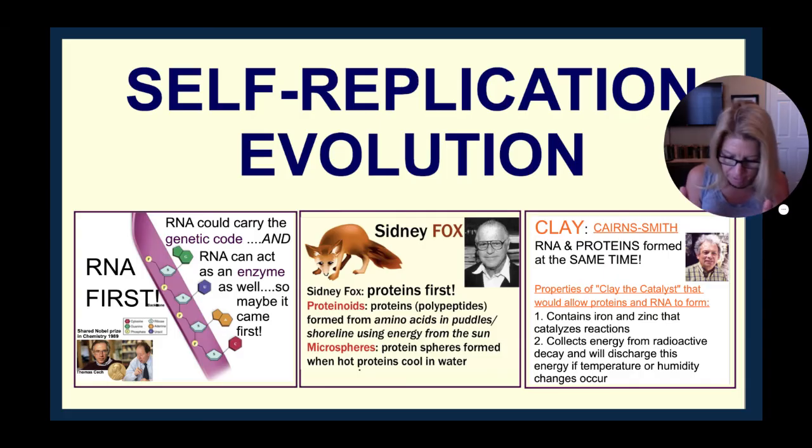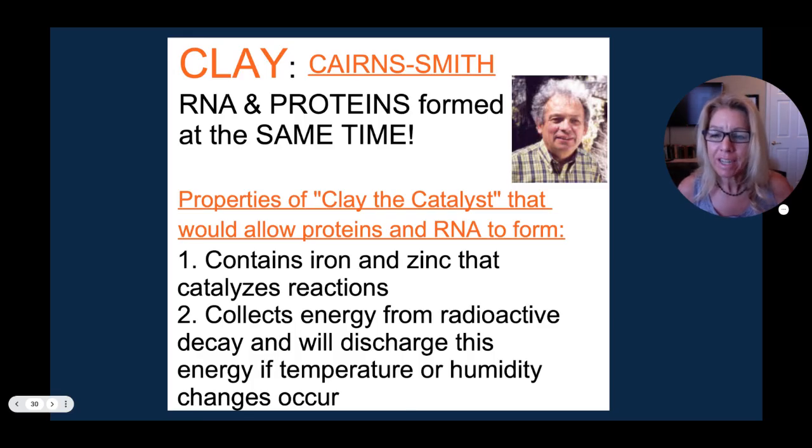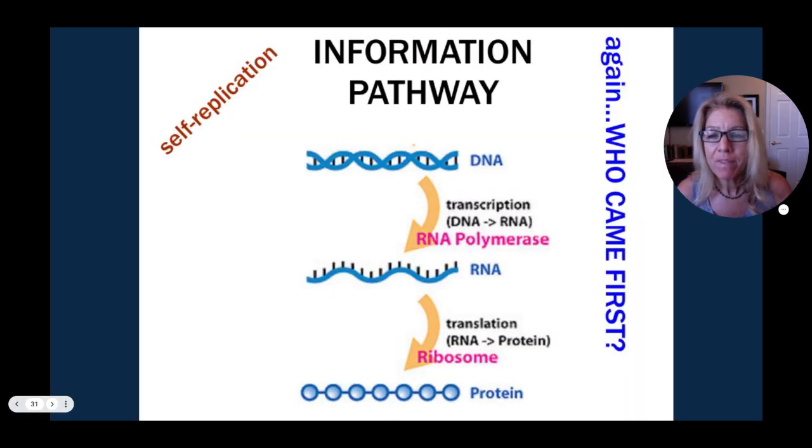Protein First, with Fox, he would say RNA is more complicated. It's more likely that proteins evolved first to guide the synthesis of nucleic acids. And then another individual, Karen Smith, said RNA and proteins could have formed at the same time with clay acting as a catalyst. And I think I gave you everything for that on your notes. And then the genetic code itself, and by the way, RNA First is what most people lean into. Here, got a little close-up here for the new one. Clay is the catalyst. All right.